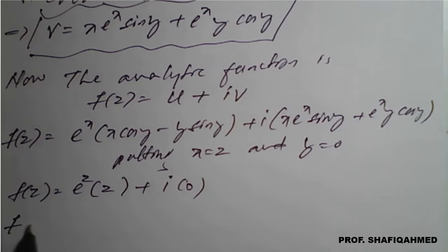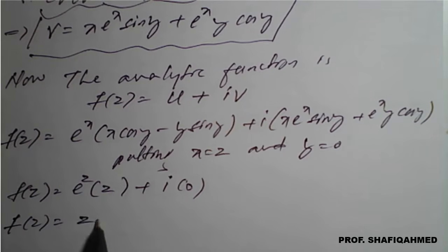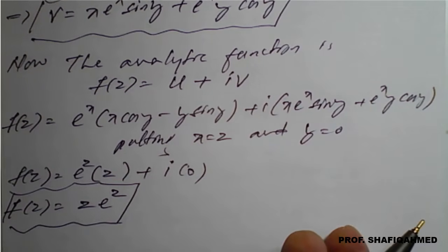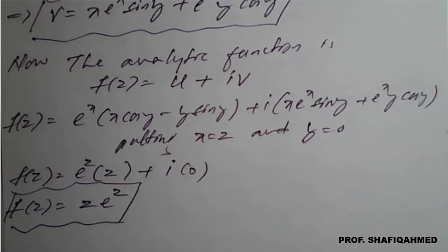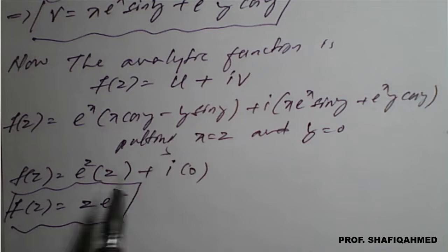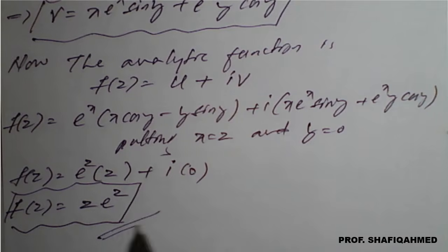So therefore f of z will be z into e raised to z, which is a required analytic function for the given real part u. With the help of u we got a harmonic conjugate v, and with the help of u and v we got an analytic function which is nothing but z into e raised to z. So hence the result here. So in this way we need to simplify a problem.